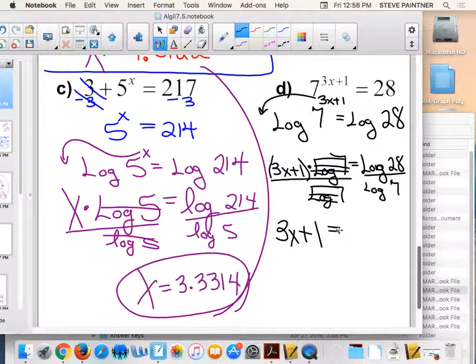Hey, is anybody tempted to do this? Are you guys tempted to go 28 divided by 7? The answer is 4. Students will do that. Students will take 28 divided by 7 and write 4. It is not 28 divided by 7. It's the log of 28 divided by the log of 7. Don't do that, because some of you are probably going to look at that and do it. Okay, what is it?